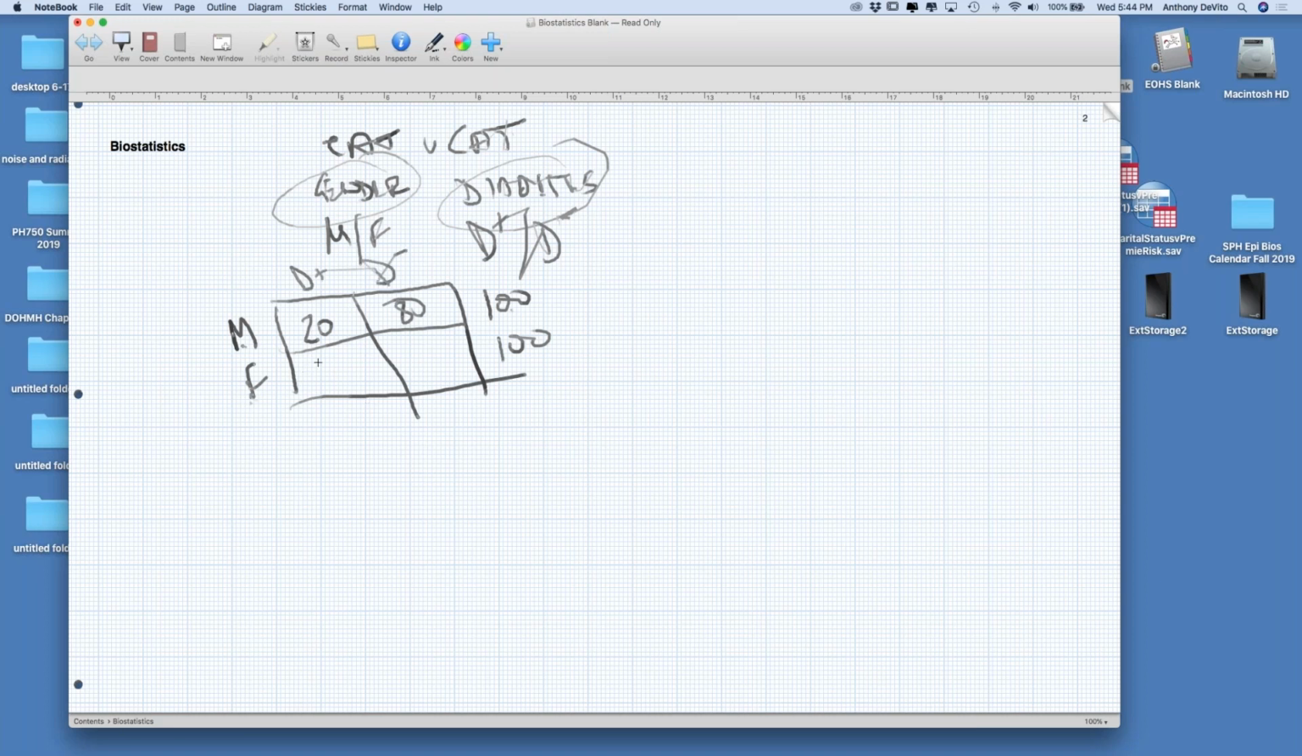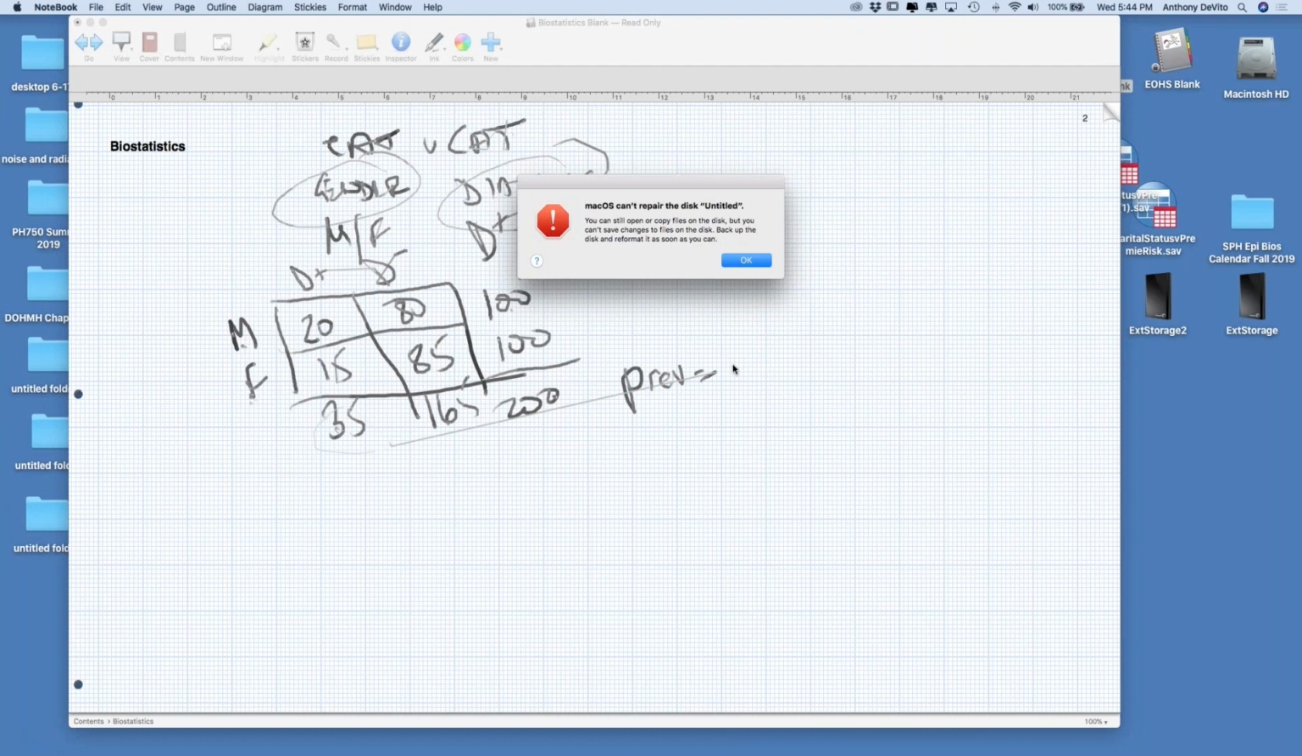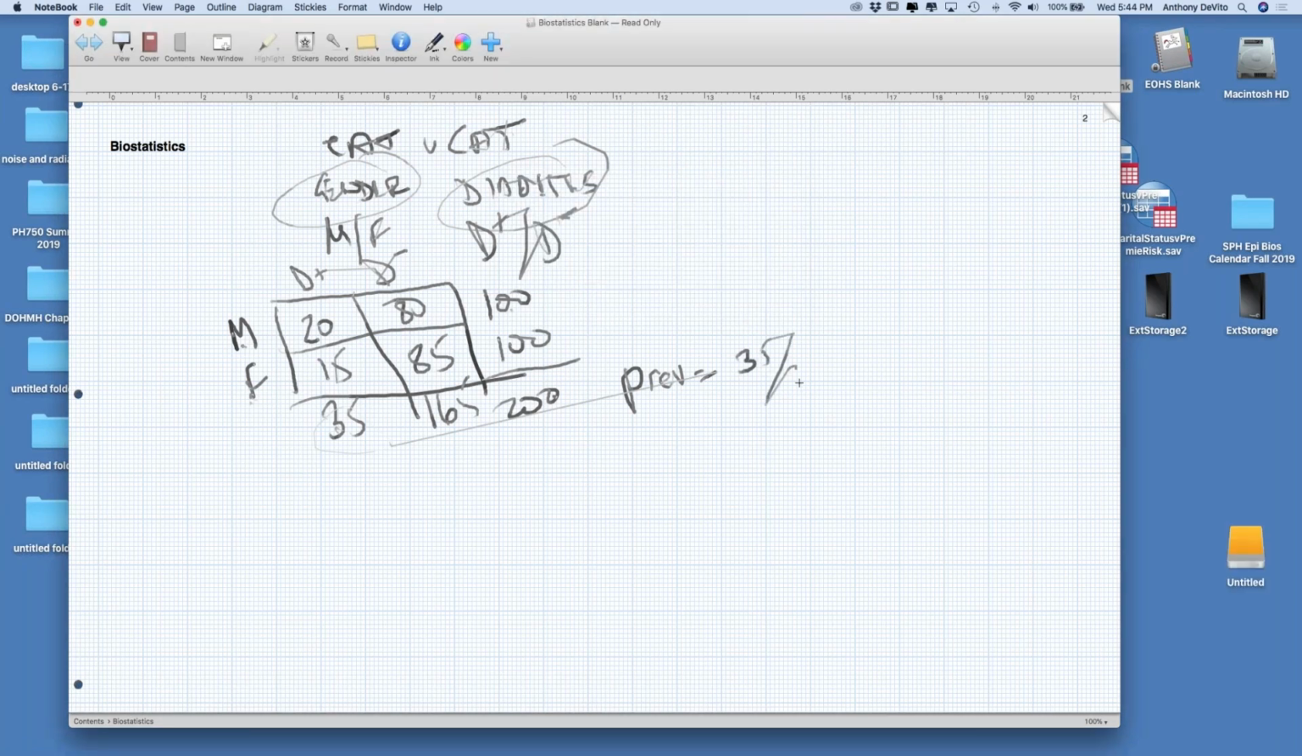Right? Well, how about the females? Let's say 15 of the females have diabetes and 85 don't have diabetes. They won't always be nice even numbers like this, but that's what we happen to have in this population. Well, out of 200 people that we surveyed, 100 males, 100 females, randomly selected in this population, it turns out 35 of them have diabetes and 165 of them don't have diabetes. So 35 out of 200 have diabetes. So the prevalence in this population overall, males and females, is equal to 35 over 200.